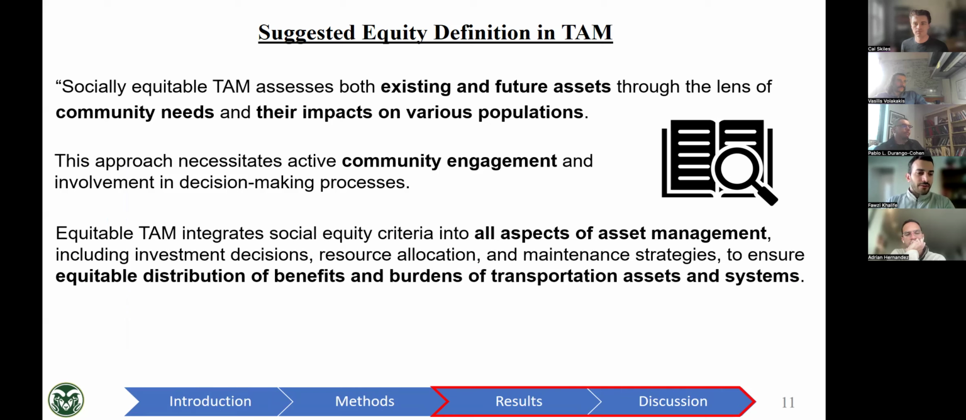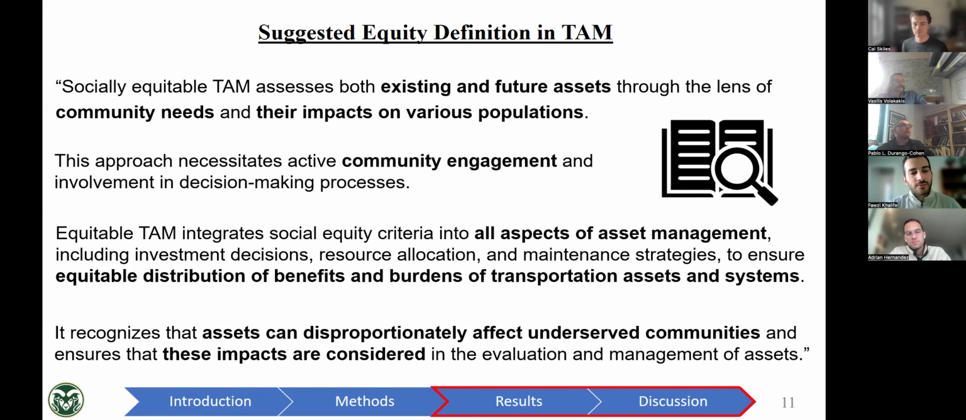In terms of equitable TAM, the practice should integrate social equity into all aspects of asset management, which is basically investment decisions, resource allocation, and maintenance strategies, which I'll talk about in the next few slides, in order to ensure equitable distribution of benefits and burdens of transportation assets.